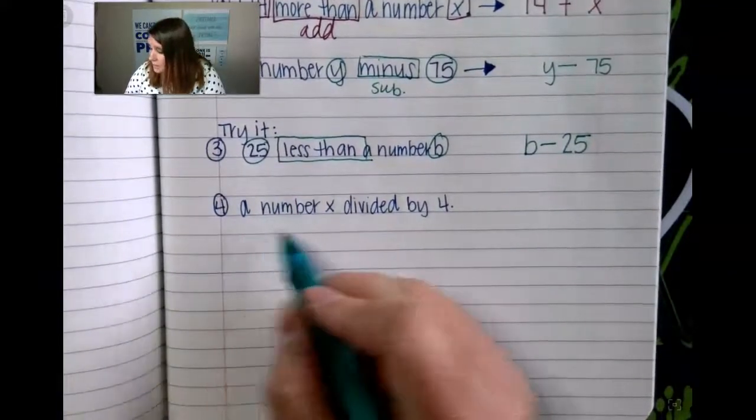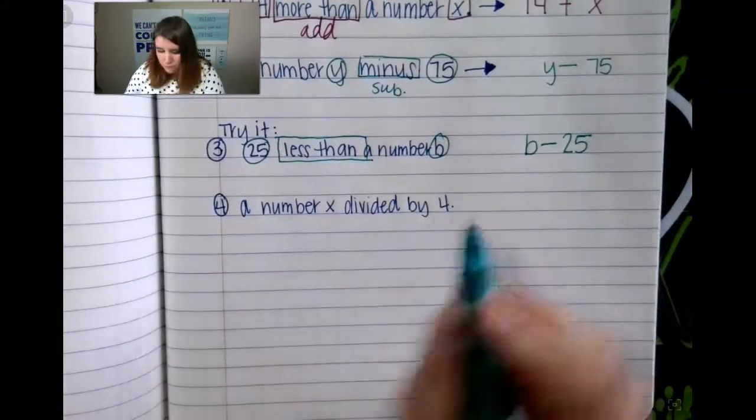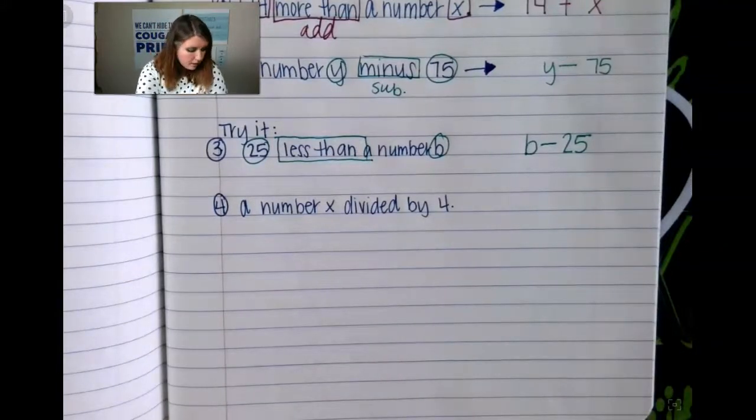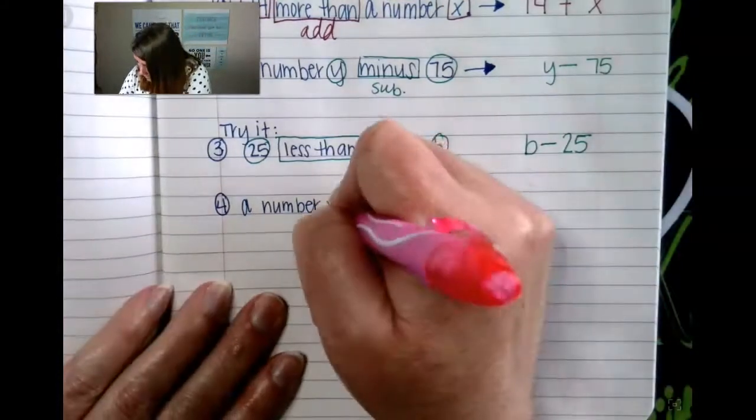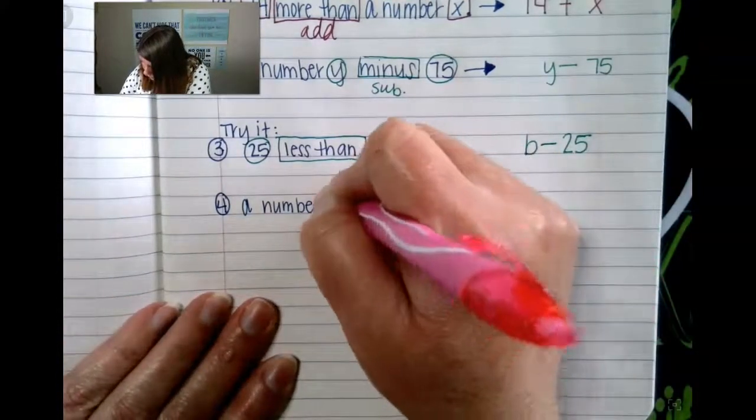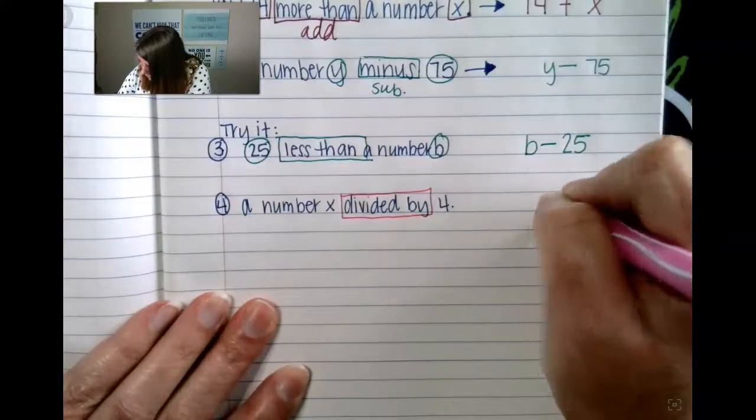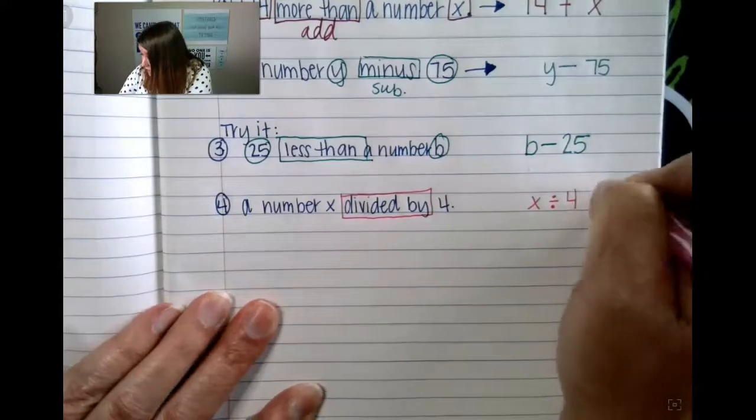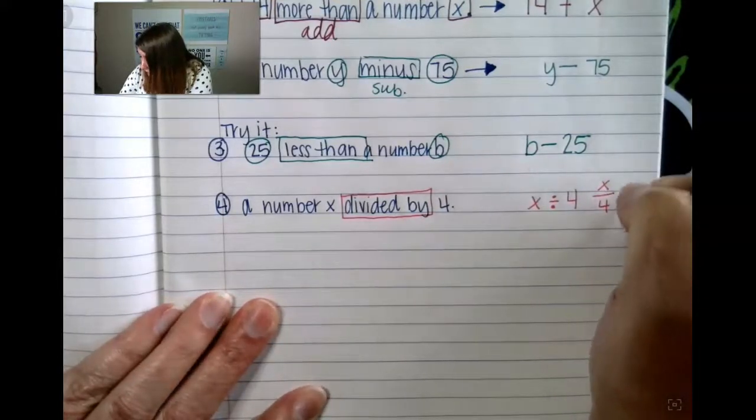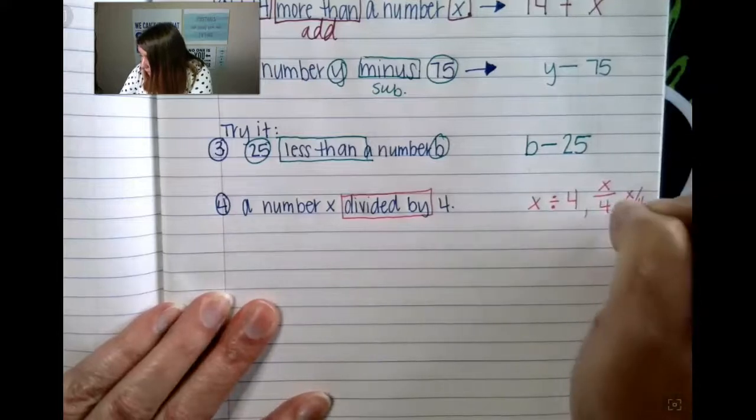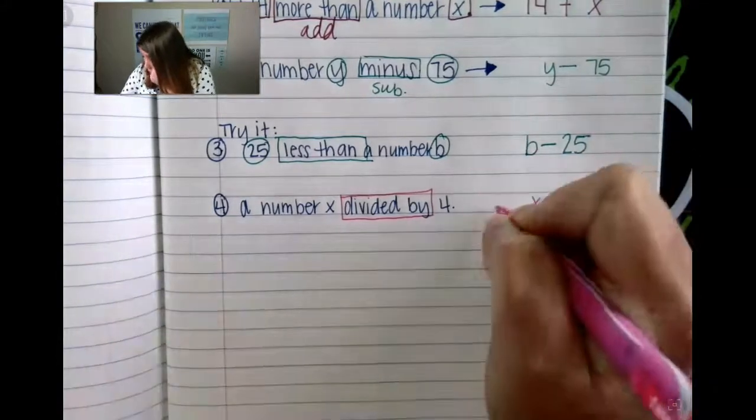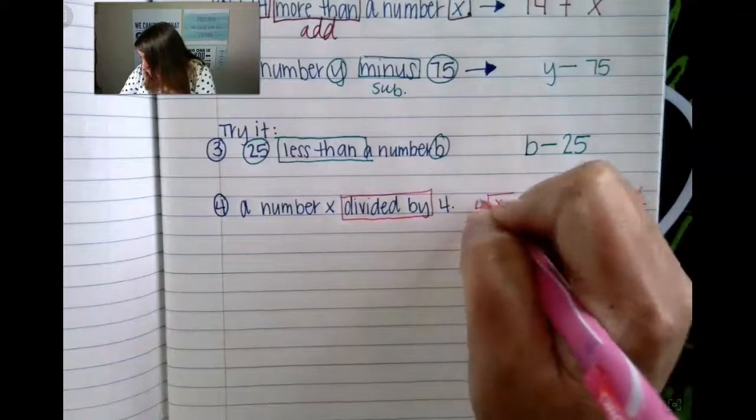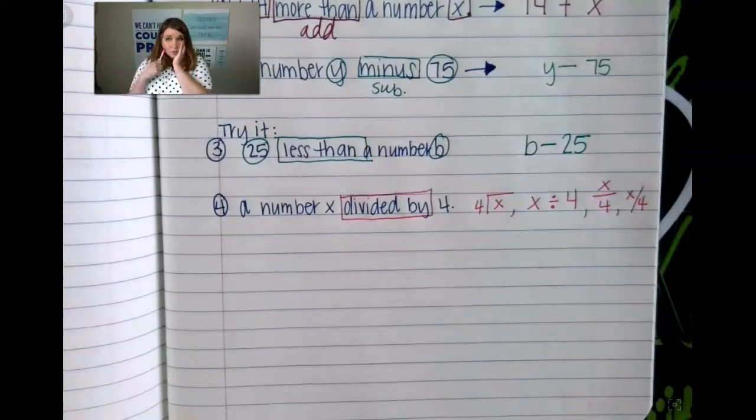Okay, a number x divided by 4. Ooh, division. X divided by 4. I could have also written it as x over 4. I could have written it as x divided by 4. You can have any of those answers. Oh my gosh, you could have even done that. Any of those answers work. Any and all.